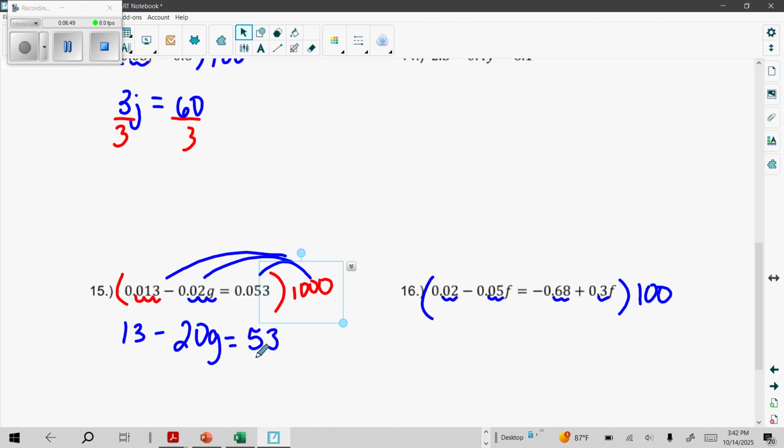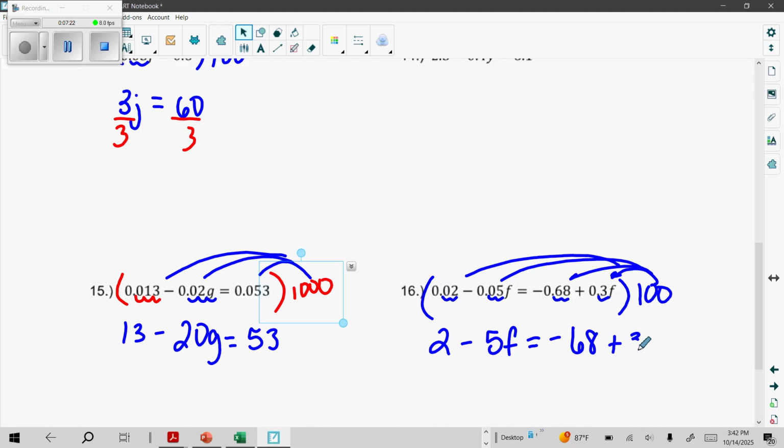And then we're solving that equation. Here, since we're distributing the 100 to get rid of the decimal to each term, this would be 2 minus 5f equals a negative 68 plus my 30f. Okay, and now we're just putting our line down the equal sign and solving our equation.